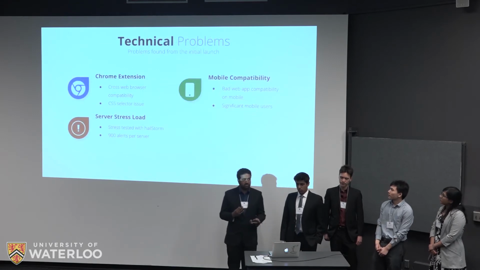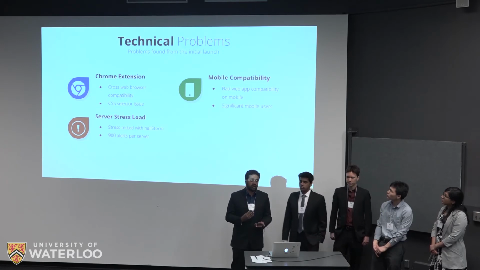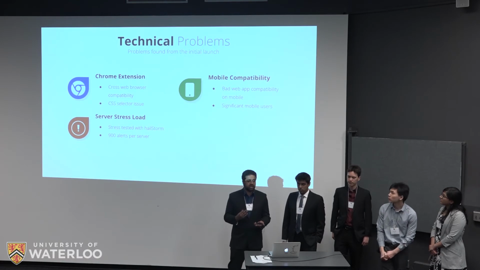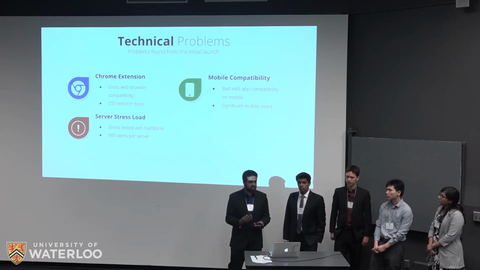So after getting all of these results, we broke these results down into three major problems that we need to address. One is the Chrome extension. The Chrome extension needs to be changed. We need to come up with some way to allow people to select CSS selectors and not tie them to a specific browser.